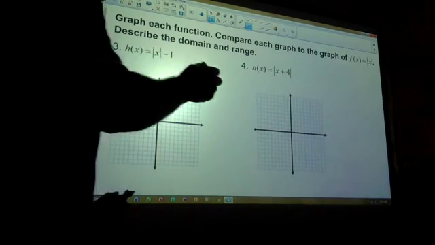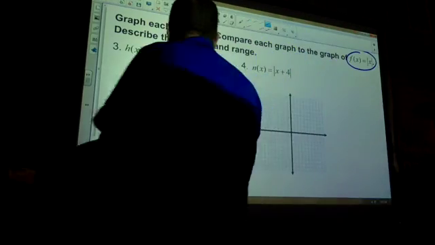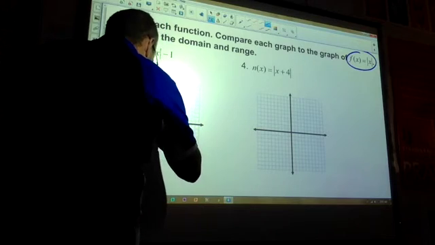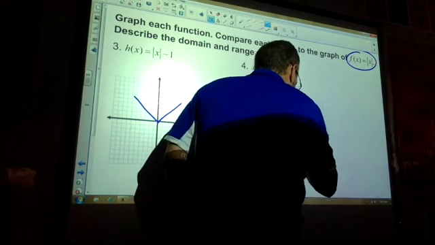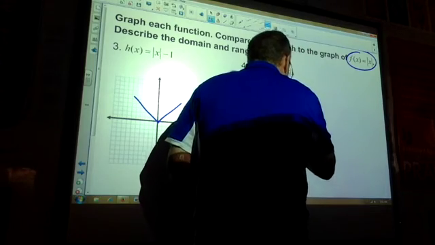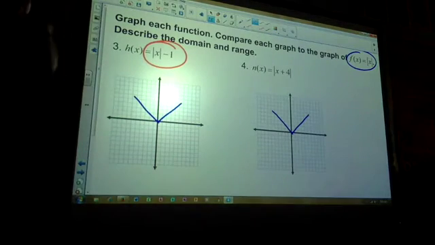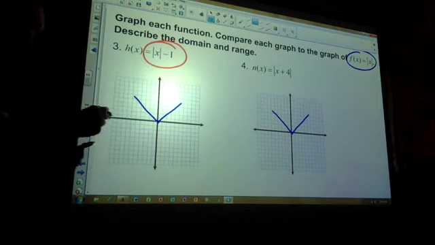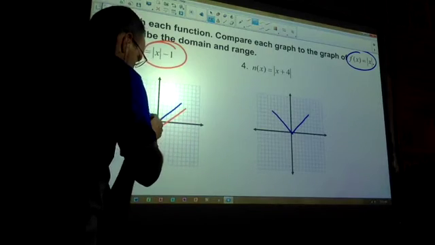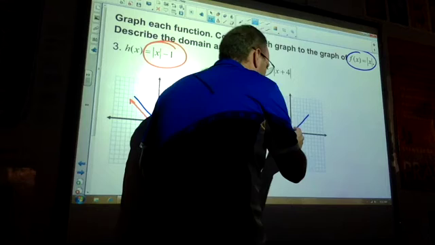So again, I'm going to take my parent function. This will be blue. So I'm just going to draw this in right here. And I'll draw it in here too. What do you think this one's going to do? Down 1. What do you think this one's going to do? Left 4.